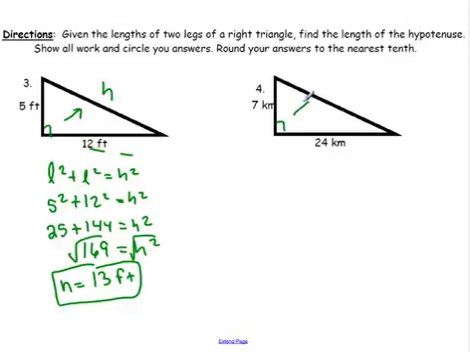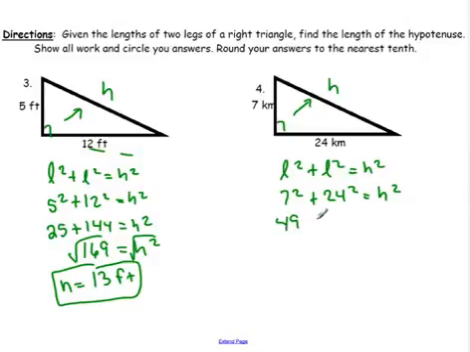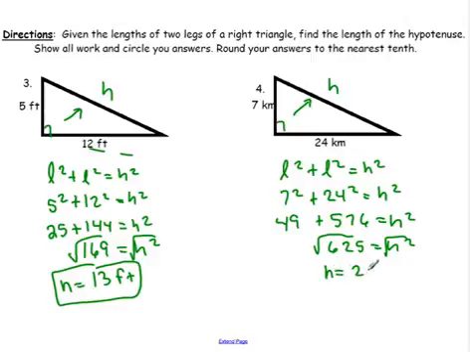Next, this is my right angle. So this over here is my hypotenuse. If I use L squared plus L squared equals h squared, that's going to be 7 squared plus 24 squared equals h squared. 7 squared is 49. 24 squared should be 576 equals h squared. If you add these together, you should get 625 equals h squared. Again, to get the h by itself, I'll take the square root of both sides, and that gives me h equaling 25. I'll look up here for my units, 25 kilometers.